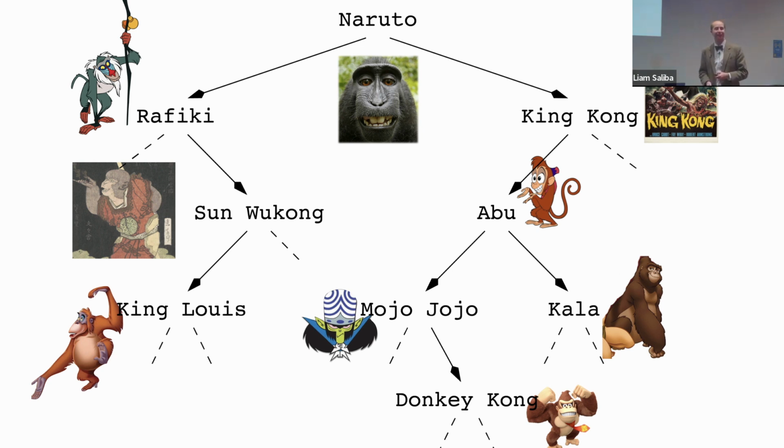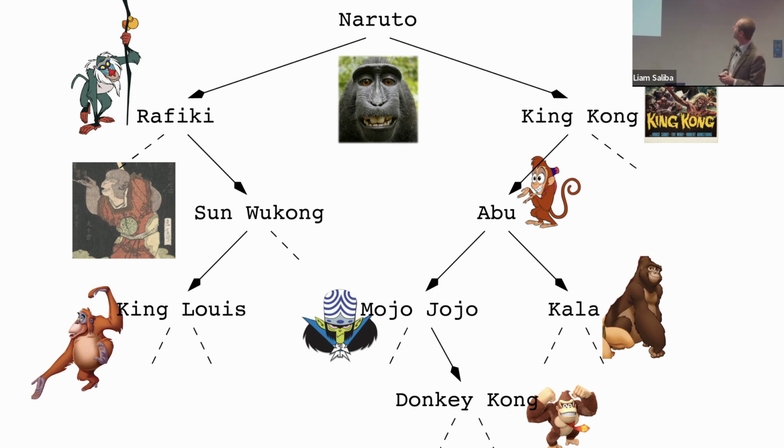So up at the top here, we have Naruto, the monkey who is famous for appearing in court, claiming that he owned copyright over the selfie that he took, and the photographer who owned the camera claimed that the photo belonged to him because monkeys can't own copyright. Despite the monkey's wonderful arguments, it was very eloquent, the judge ultimately gave the copyright to the photographer. But that is Naruto over there, with parents Rafiki and King Kong. Rafiki was born to Sun Wukong, who is the son of King Louis.